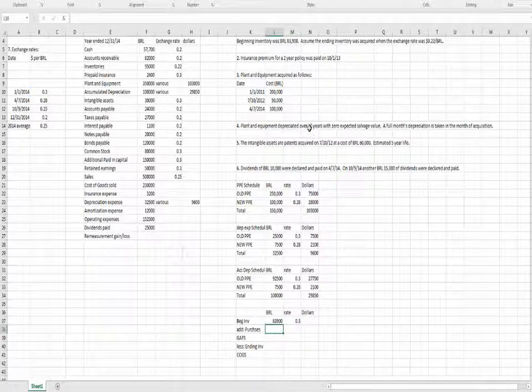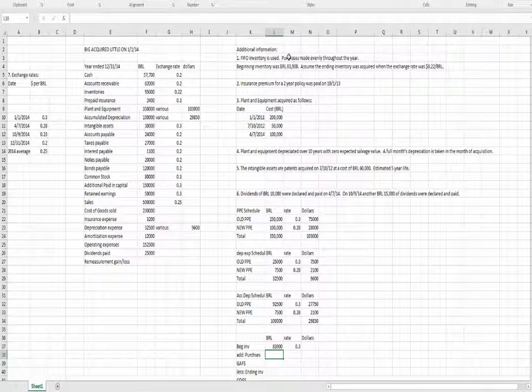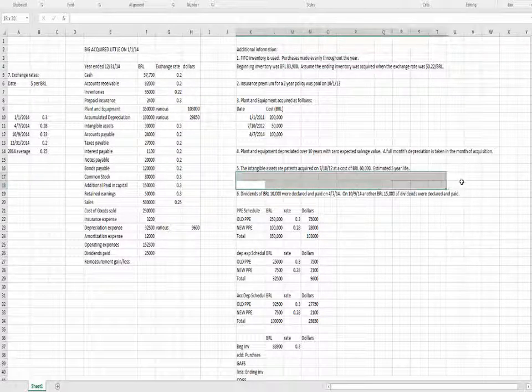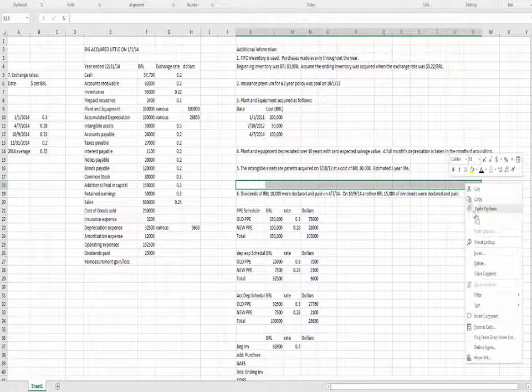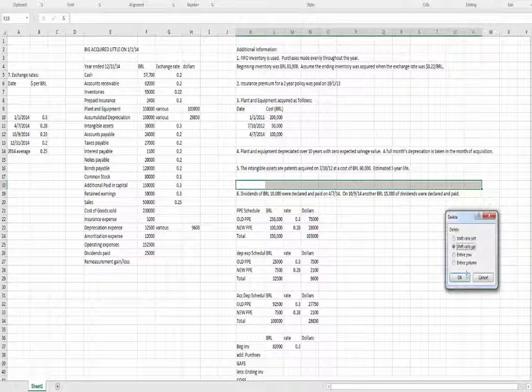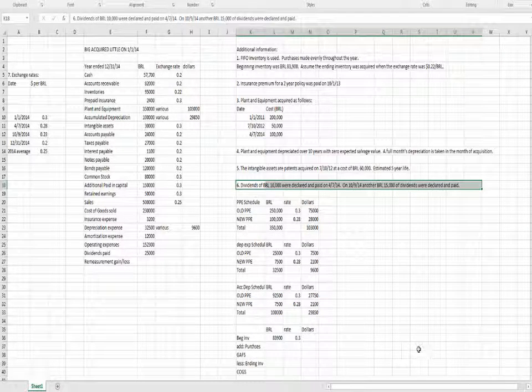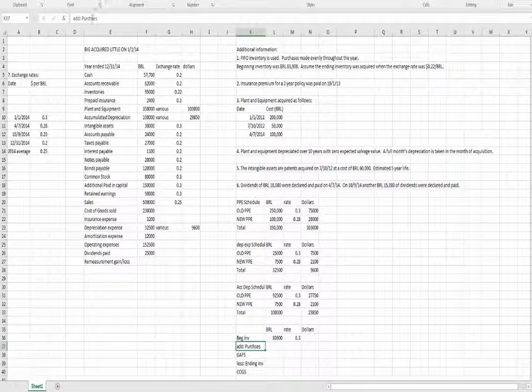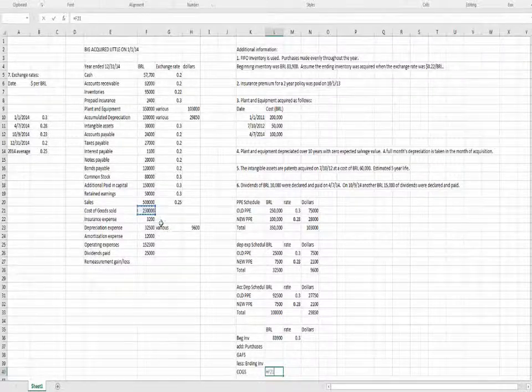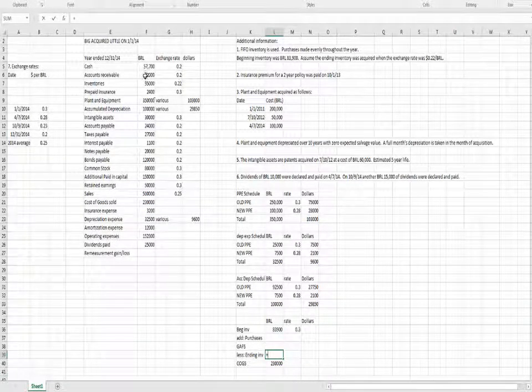Purchases, they don't tell us. They do tell us that purchases were made evenly throughout the year, but that doesn't do us a whole lot of good. I'm going to see if I can scoot that up a little bit. Just a touch. Okay, they don't tell us what the purchases were, but let's go ahead and fill in the rest of this and see what we can do. Cost of goods sold is given, 230,000 reals, and ending inventory is given as 95,000 reals.